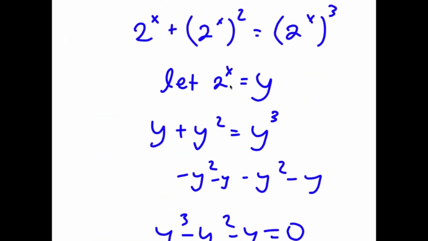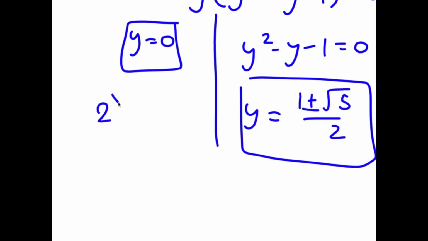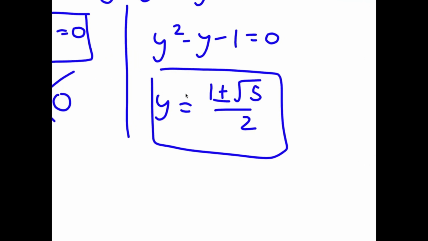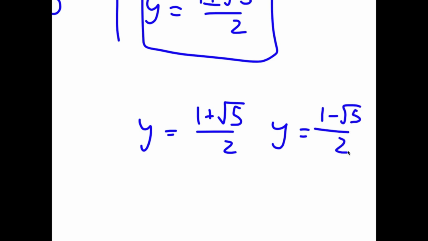Now remember how we set 2 to the power of x equal to y. So first off, I have 2 to the power of x is equal to 0. And you can't take 2 to the power of a number and make it equal to 0. So this is wrong, and there is no solution of x here. Now I have y is equal to (1 plus the square root of 5) over 2, and I have y is equal to (1 minus the square root of 5) over 2.